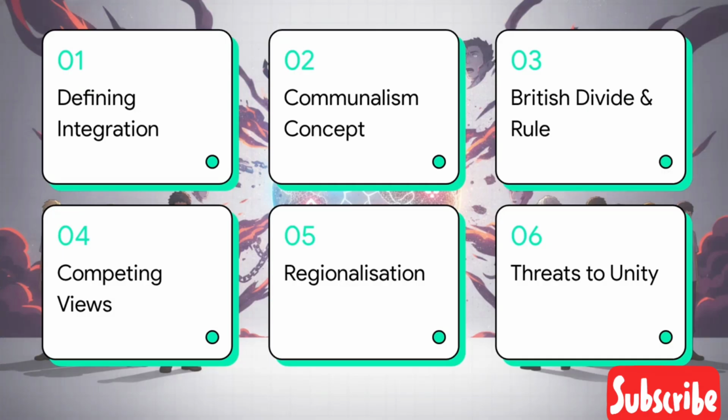Here's our quick roadmap. We're starting off by defining national integration, then jumping into the concept of communalism, looking at British divide and rule, weighing competing views, examining the push for regionalization, and wrapping up with the ultimate threats to national unity. Let's get right to it.